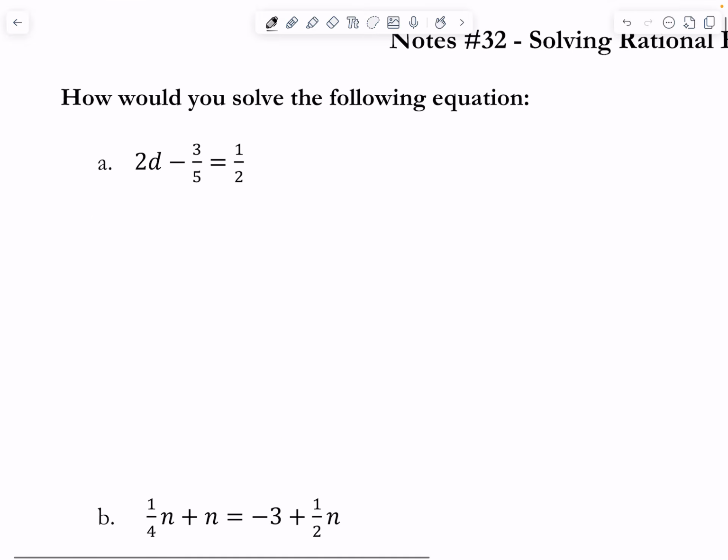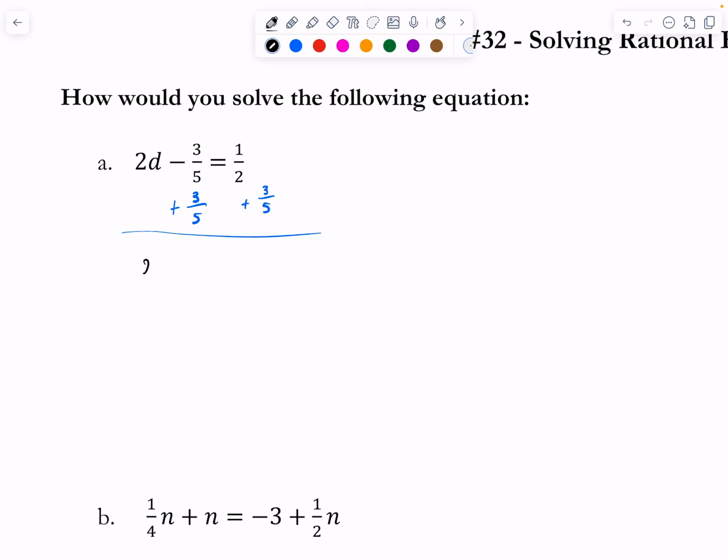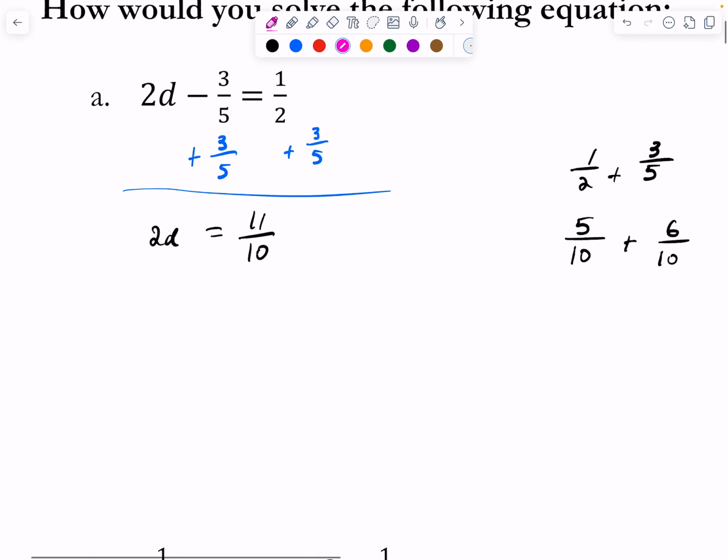All right, so these first two here, how would you solve these? I guess the first thing I would do is move the 3/5 over to the other side to isolate my variable, that variable d. So then I would have 2 times d equals 1/2 plus 3/5, right? And like we did in our fraction review from middle school, we need common denominators. So this is going to be 5/10 plus 6/10, which is going to be 11/10.